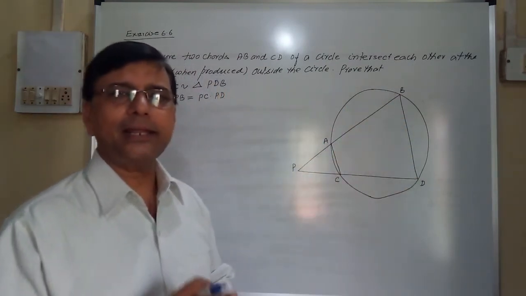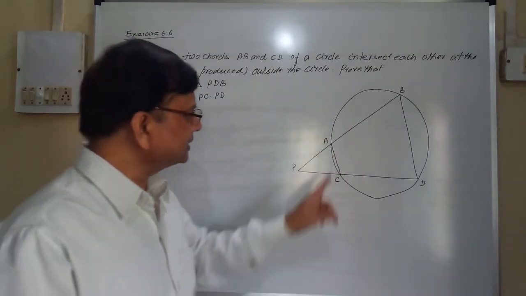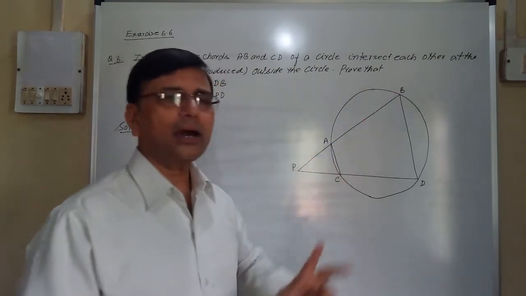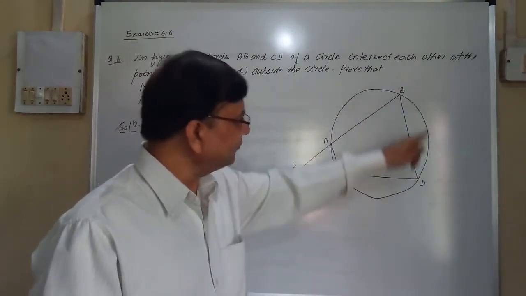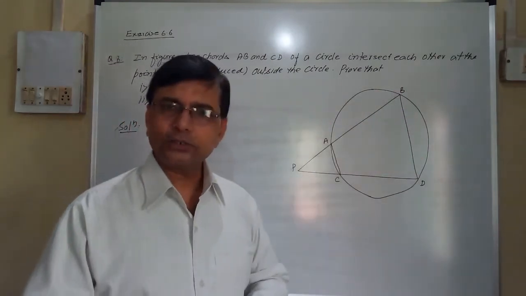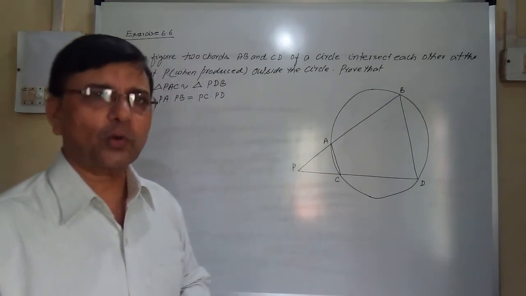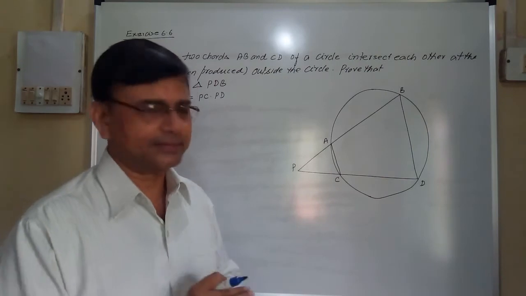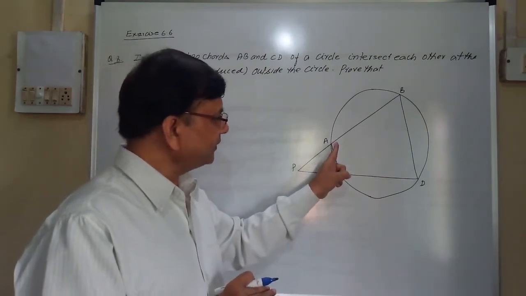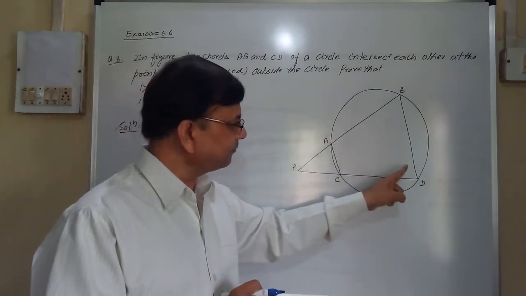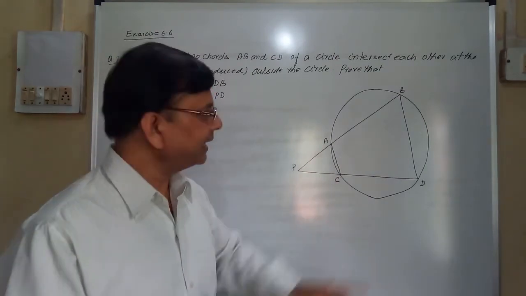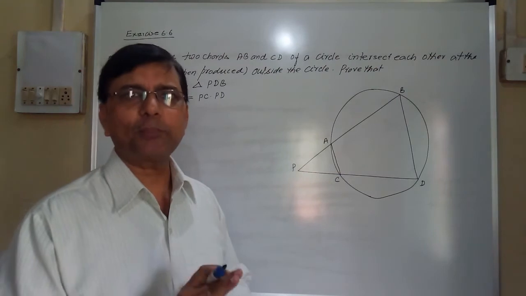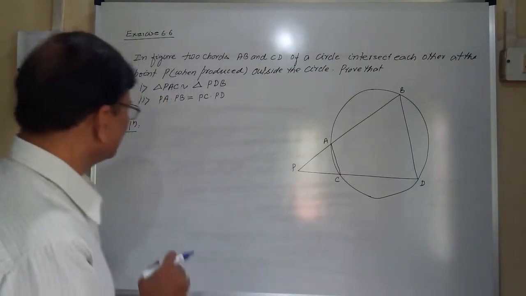ACDB is a cyclic quadrilateral because these vertices A, C, D and B are lying on the circumference of the circle. The property of the cyclic quadrilateral is that the sum of the opposite angles, this angle plus this angle, is 180 degrees. So this property will be used. Solution.